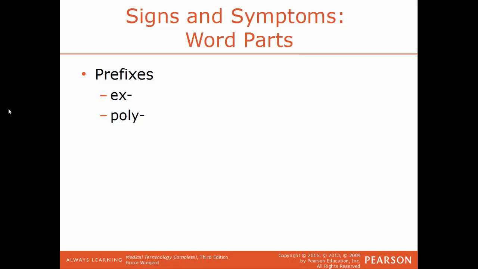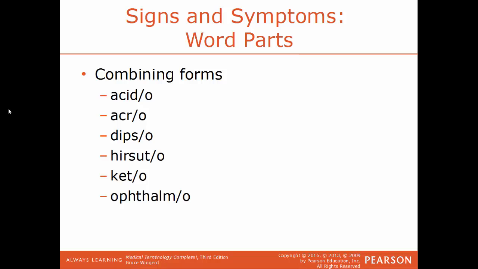All right, now we'll talk about some signs and symptoms of the system. We'll talk about the word parts at first. The prefixes. The first one, ex, means away from or out. Poly means more than one. Some common combining forms that you'll see. Acido is a reference to acid. Acro means the extremities. Dipso means thirst.